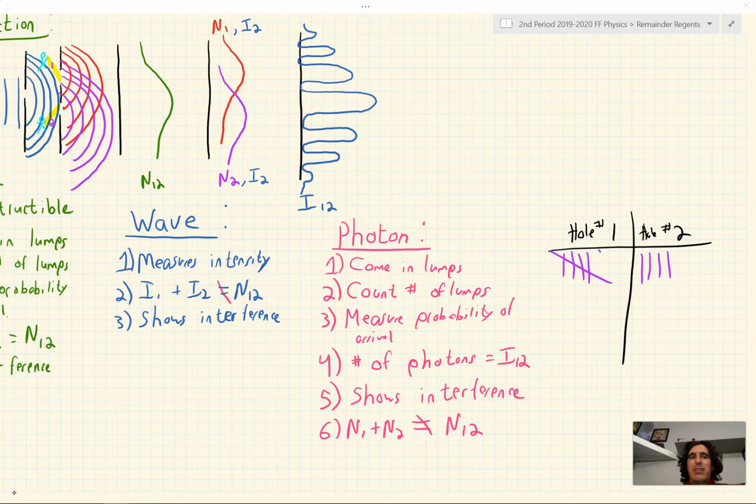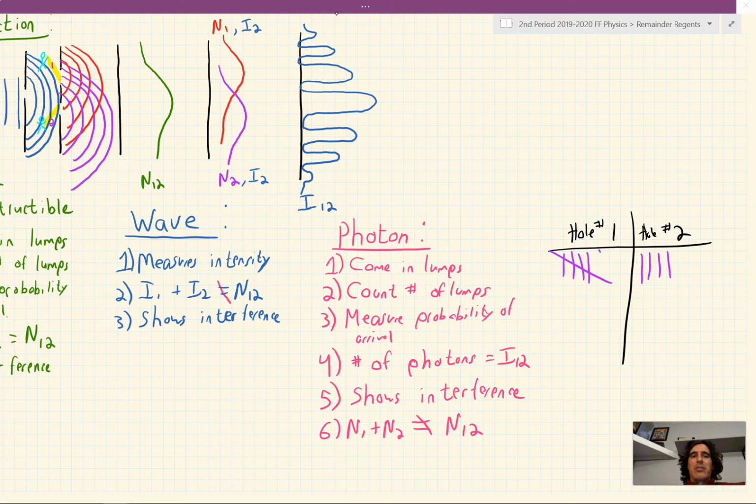So now all of a sudden, by observing where the photon went through, either hole 1 or hole 2, we get an entirely different outcome where a photon behaves just like a particle. We get N12. If we don't know where the photon went through, we get I12. So in other words, if we know which hole it went through, we don't get interference. If we don't know which hole it went through, we do get interference.